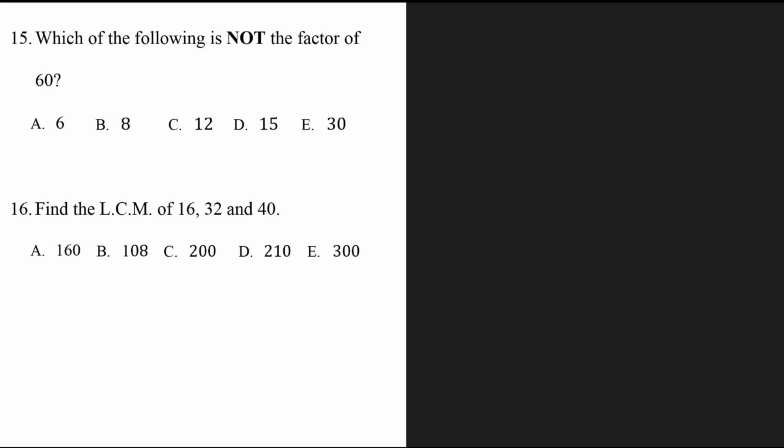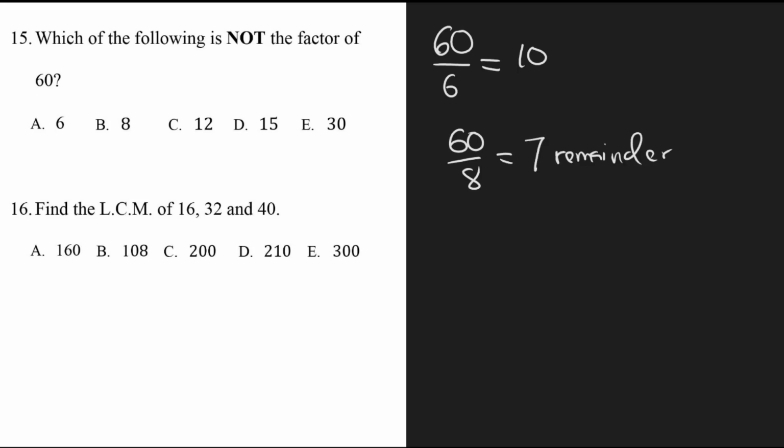So let's see. The first one is 6. So we're going to say 60 divided by 6. Of course, 60 divided by 6 is 10. So that means 6 is a factor, right? So A is not the answer. B is 8. So 60 divided by 8. If you divide, it goes 7 times, remainder 4, right? So you can see that 60 is not divisible by 8. It goes in, but there is always a remainder. So 8 might likely be the answer, but let's check the rest.